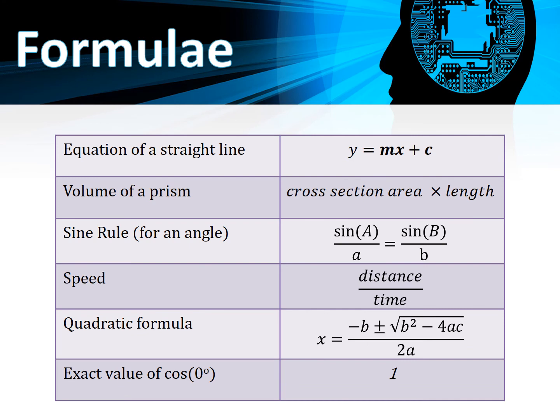Okay, and here are your answers. So equation of a straight line, y equals mx plus c. Volume of a prism, we've got that cross-sectional area at the front multiplied by the length. Sine rule for an angle, sine A over a equals sine B over b. Speed is distance over time. Your quadratic formula, x equals minus b plus or minus the square root of b squared minus 4ac, all over 2a. And the exact value of cos 0 is 1.